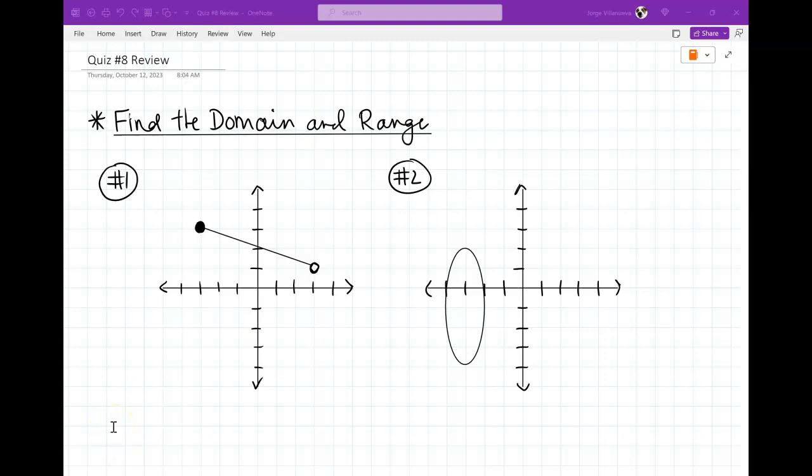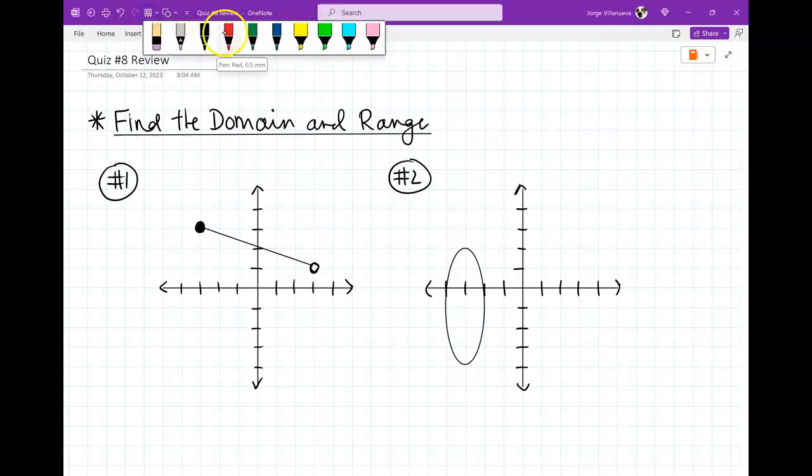All right, so quiz number 8 review. We're going to have 7 questions, like I said. First two are finding domain and range. Remember, domain is the x values, right? How far to the left, how far to the right. Your range is how low did it go, how high did it go, okay?